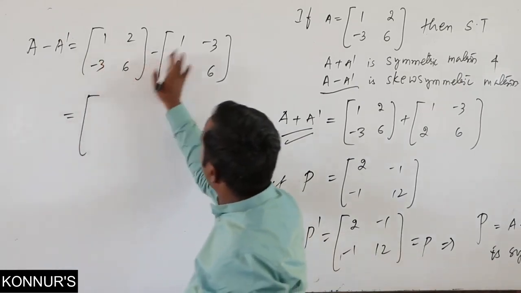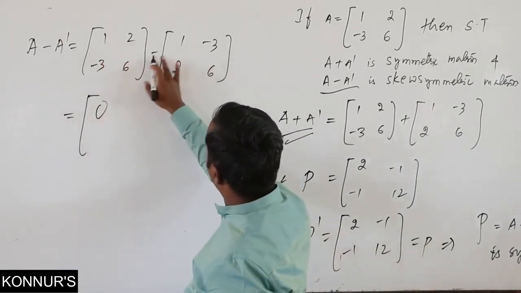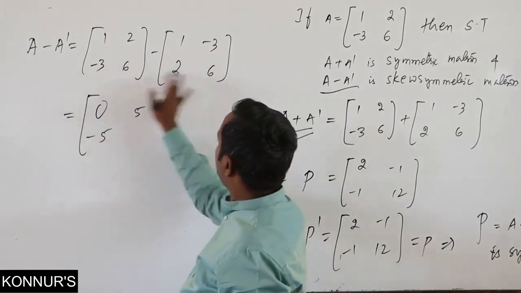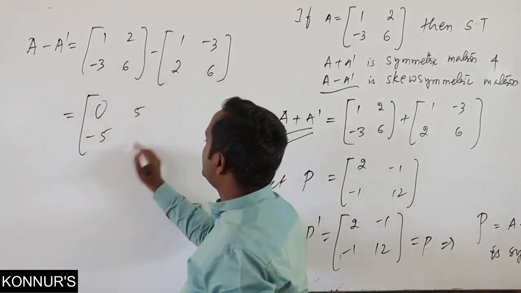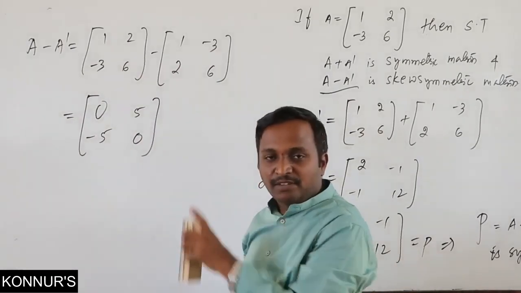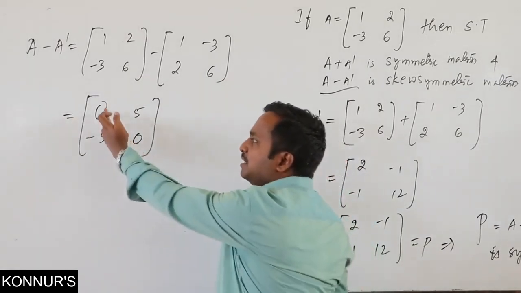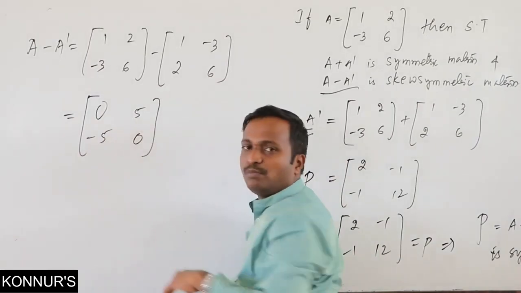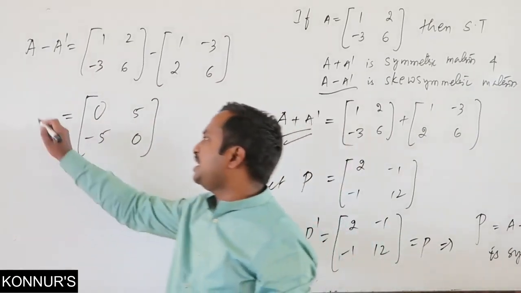What happened? 1 minus 1, 0. 2 plus 3 becomes 5. Minus 3 minus 2, minus 5. 6 minus 6, 0. Can you identify directly? Diagonal elements 0, non-diagonal elements opposite in sign, 5 and minus 5. Is it right? Or you can verify.